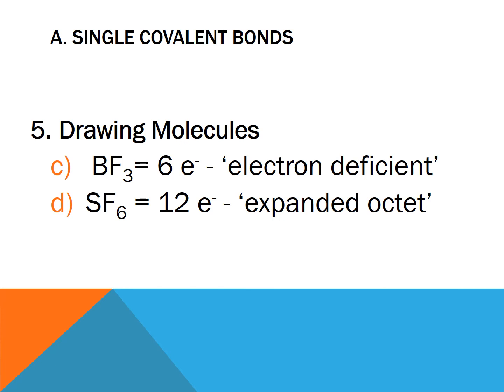Alright, some anomalies. Boron doesn't follow the octet rule. It is stable with 6 electrons. And then there's certain elements like sulfur, xenon, phosphorus that can break the octet rule and go more than 8. And the reason why it can go more than 8 is because of the d orbitals in the atom.